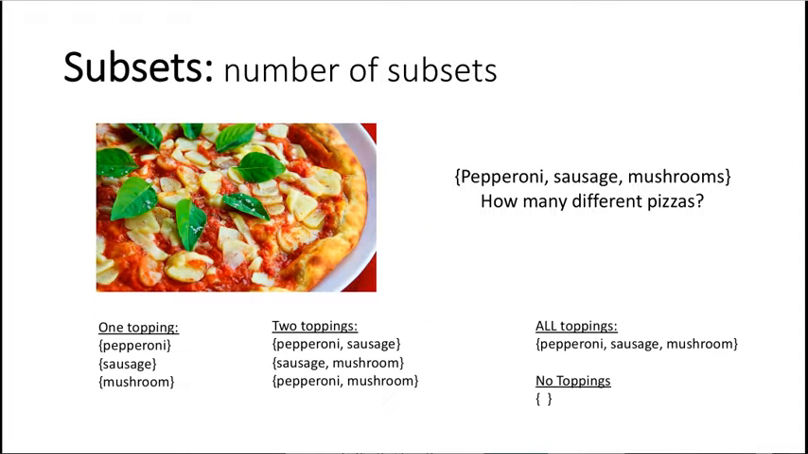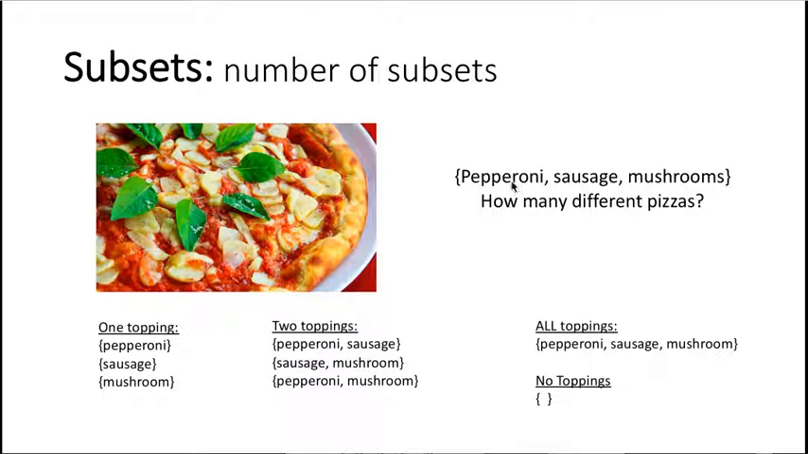So, think about it. We could have 3 different pizzas that have one topping on them: just pepperoni, just sausage, just mushroom. There are 3 pizzas that have 2 toppings: pepperoni and sausage, sausage and mushroom, or pepperoni and mushroom. Now, these are the 2 pizzas people forget. Don't forget we could have all the toppings, pepperoni, sausage, and mushrooms. And don't forget there's some people that don't like any toppings on their pizza. So that would be the empty set.